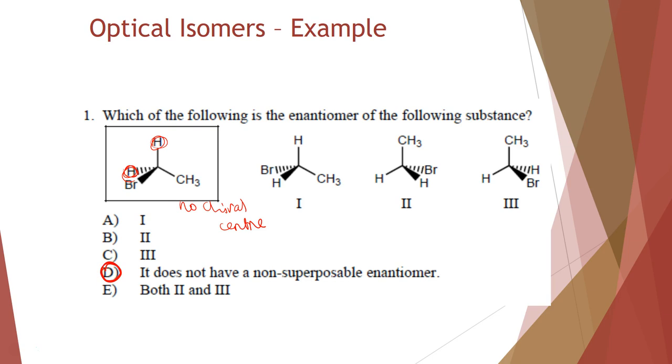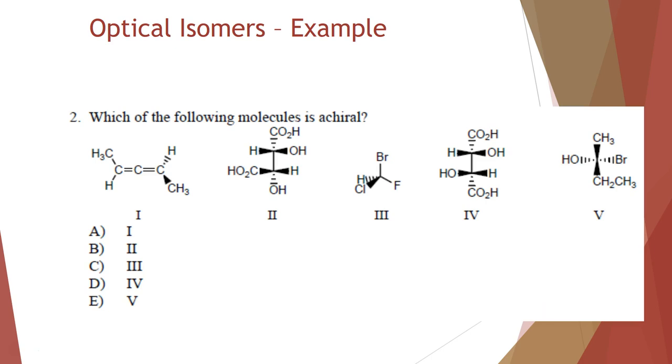Because it's got the 2 hydrogens on it, it means that we don't have 4 different groups on the carbon, so we don't have a chiral center, so we're not going to have a non-superimposable enantiomer on it. Trick question. Okay, what about this one?